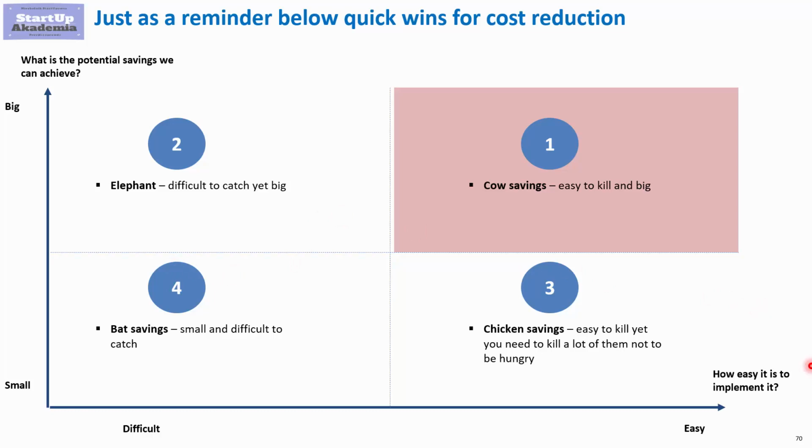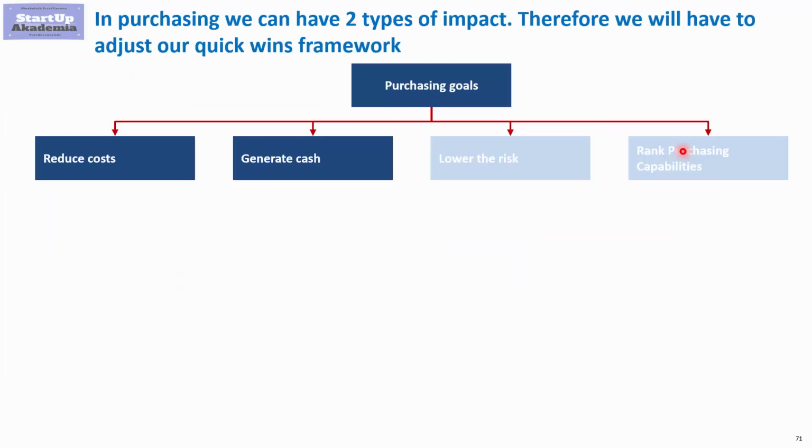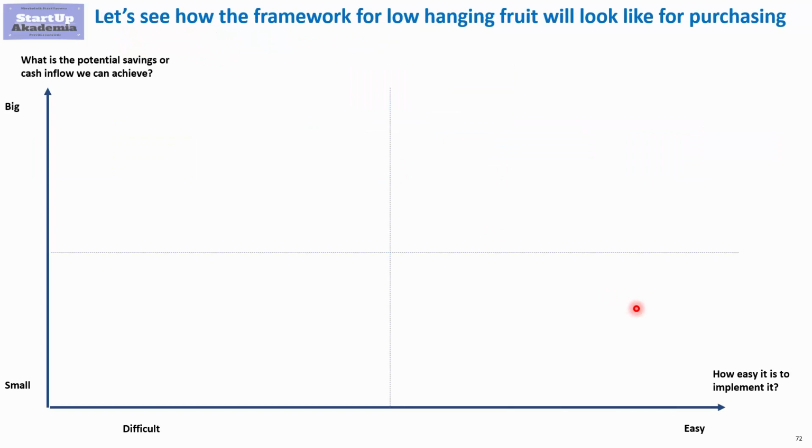Now, in purchasing, the problem is that we don't only look at potential savings, but actually we have a second goal. So we want to generate also additional cash through things that actually don't cause a cost reduction. Therefore, we will adjust our matrix, and this is what we will get. So we keep the how easy it is to implement dimension. However, we modify the second dimension. So here, instead of having just potential savings, we add cash inflow we can achieve. So here we would have things which generate big potential savings or big cash inflow.